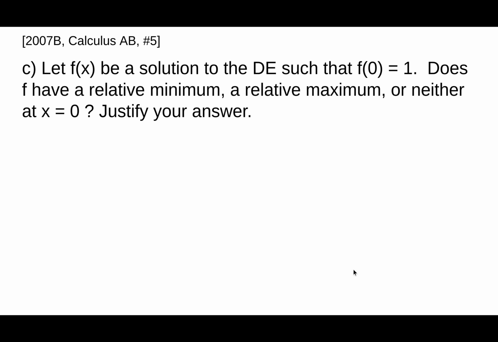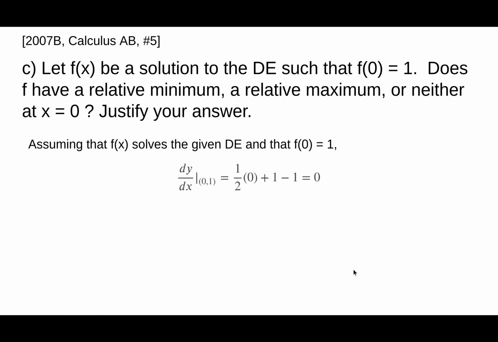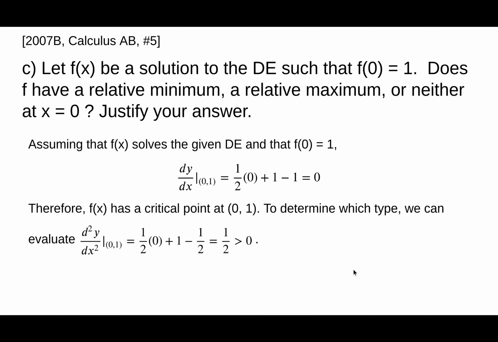In part C, let f of x be a solution to the differential equation such that f of 0 equals 1. Does f have a relative minimum, a relative maximum, or neither at x equals 0? And then justify your answer. So let's assume that f of x solves the given differential equation and that f of 0 is in fact equal to 1. Well, dy/dx at the point (0, 1) turns out to be 0. That's good news, right? The derivative is 0 there, so we have either a relative minimum or a relative maximum. So f definitely has a critical point at (0, 1).